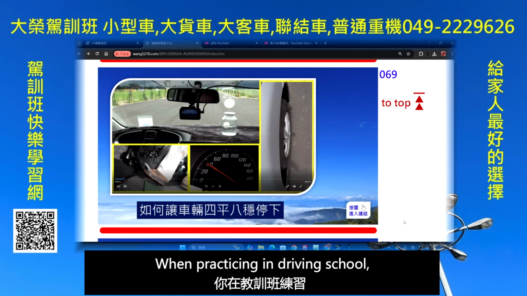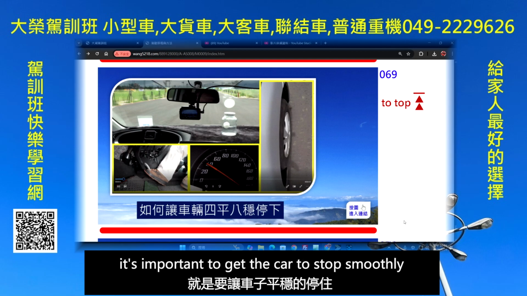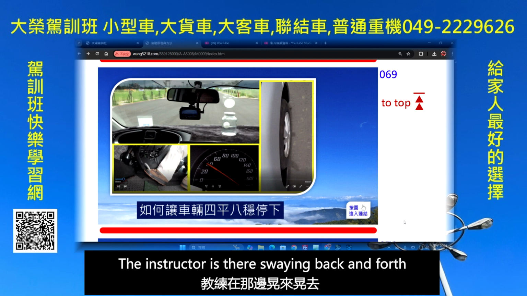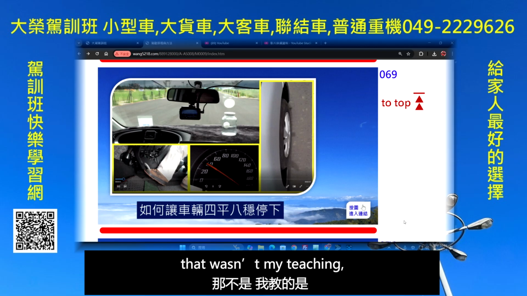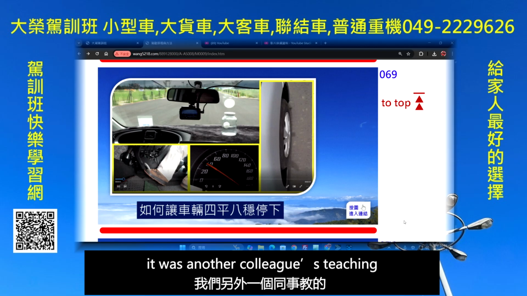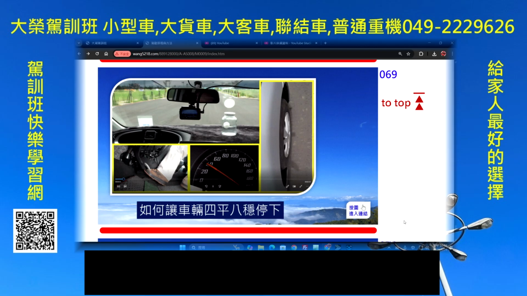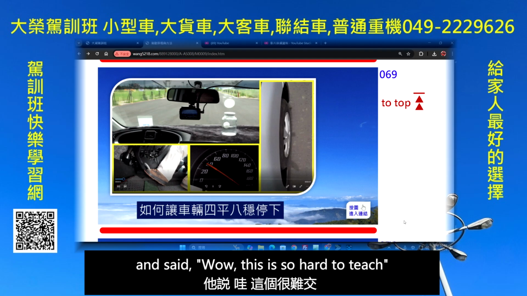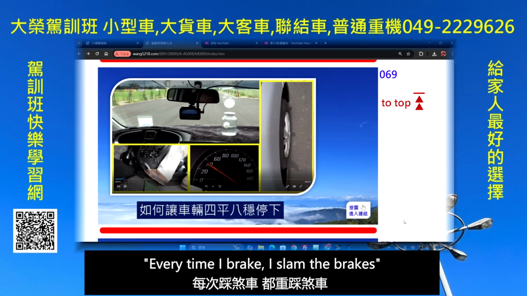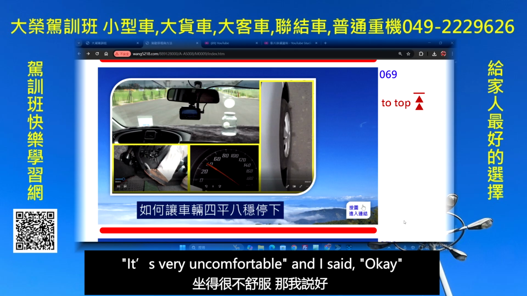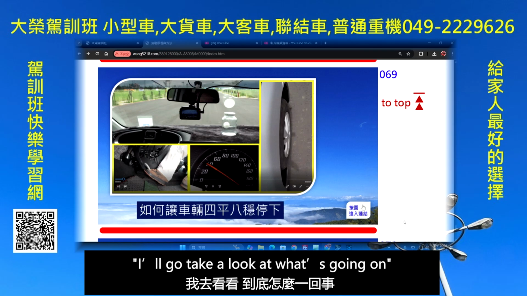When practicing in driving school, it's important to get the car to stop smoothly without slamming the brakes, otherwise the instructor is swaying back and forth. Once we met a student. That wasn't my teaching, it was another colleague's. He came to me and said, "Wow, this is so hard to teach. Every time I brake, I slam the brakes. It's very uncomfortable." And I said, "Okay, I'll go take a look at what's going on."